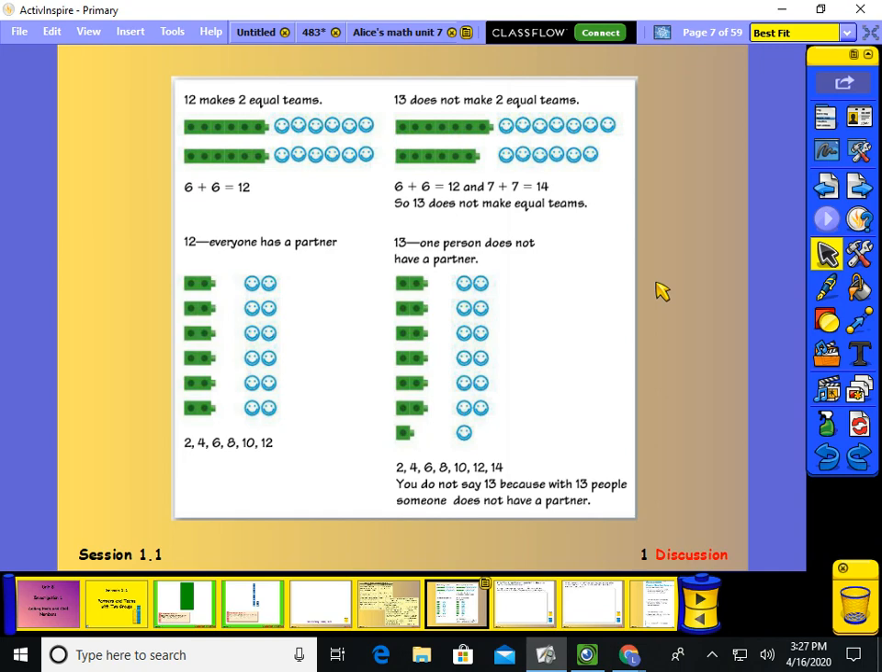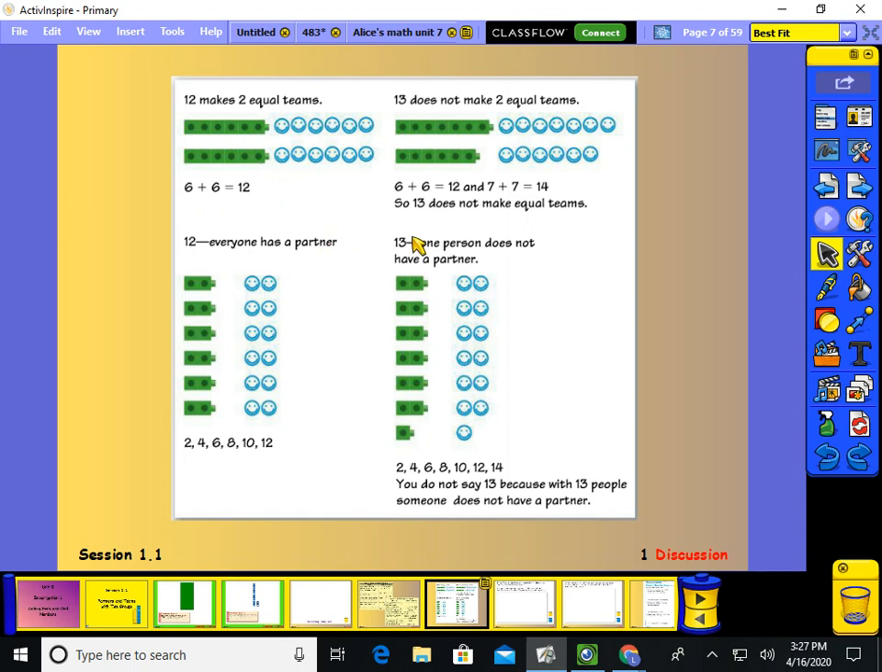When we start this unit, we start asking students, what does it mean to be even? What does it mean to be odd? At this time of year, they are able to give us a lot more information because we have practiced it in earlier units. So some things they might say for even: everybody has a partner. We're skip counting. We're counting by twos. If they're talking about teams, they might say it makes two equal teams. They might refer to doubles.